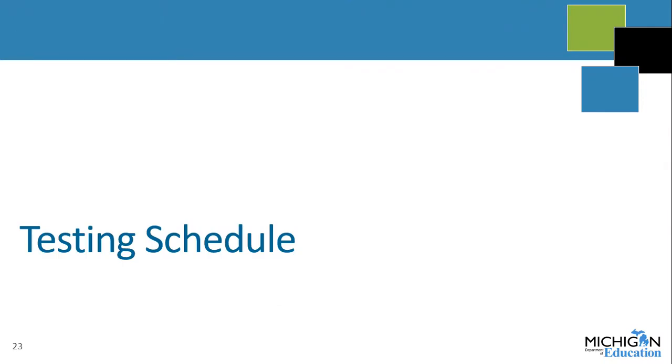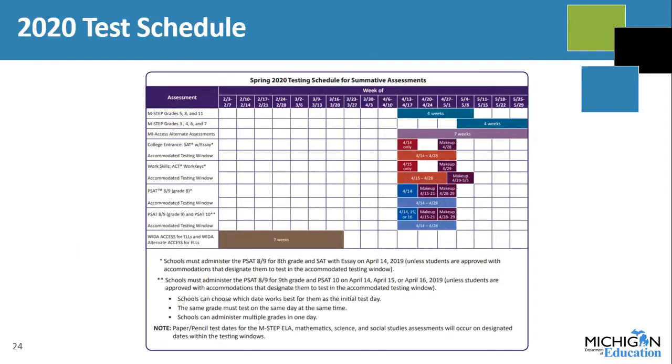Next, we will review the M-STEP testing schedule for 11th grade. There are 2 4-week windows for online M-STEP testing. The first online testing window for grades 5, 8, and 11 is the testing window for all 11th grade testers. This online testing window is from April 13 through May 8.